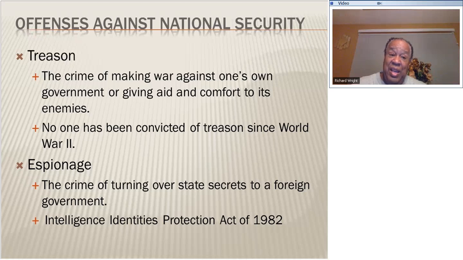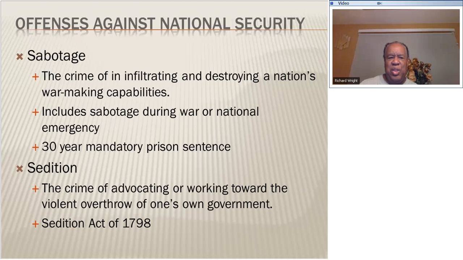And today, not to limit the seriousness of attacks that can take place. Anyway, espionage, the crime of turning over state secrets to a foreign government. Intelligence Identities Protection Act of 1982. The government, the CIA, and now we have the Homeland Security Agency to watch over the FBI, the Secret Service, and other letters of the federal government are watching over.